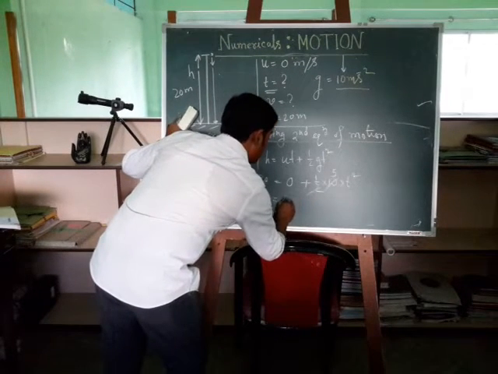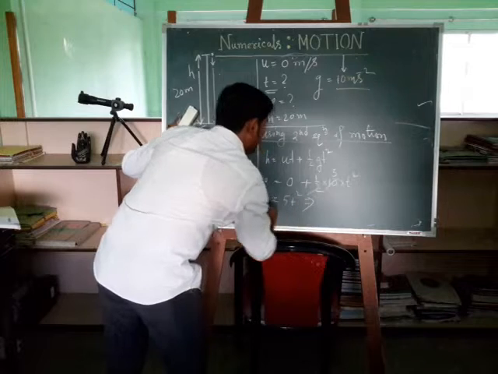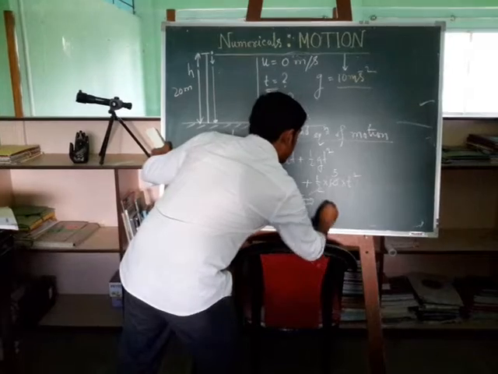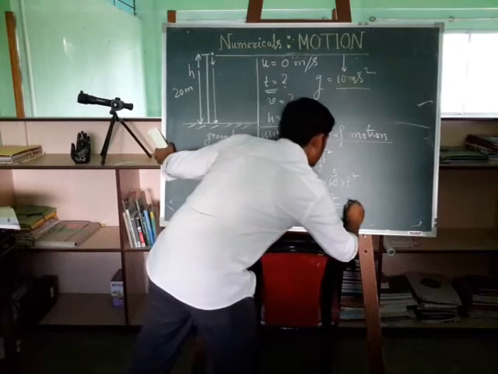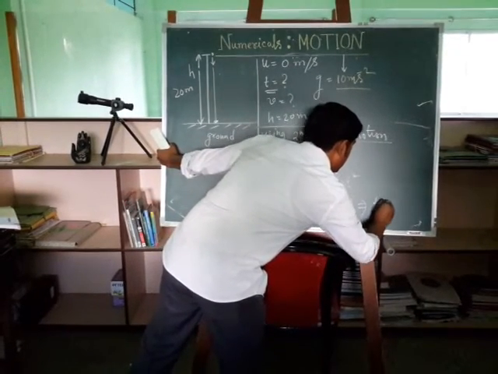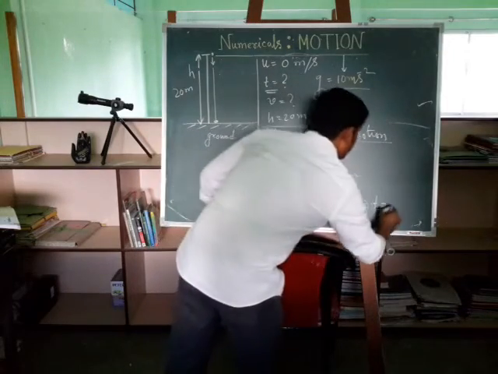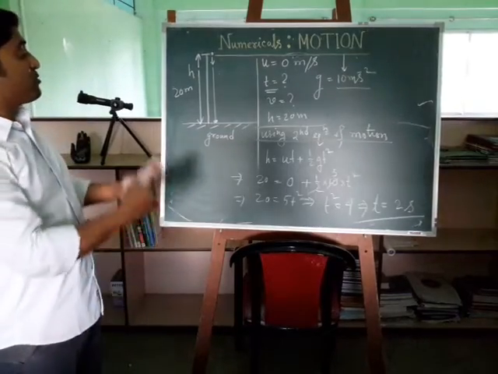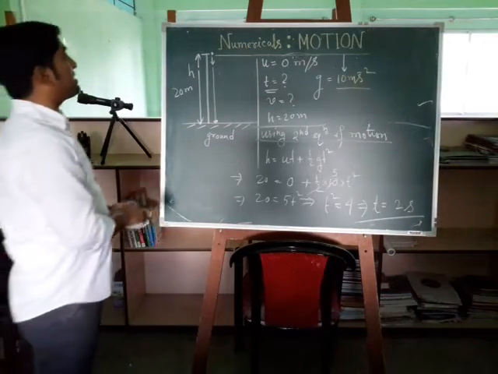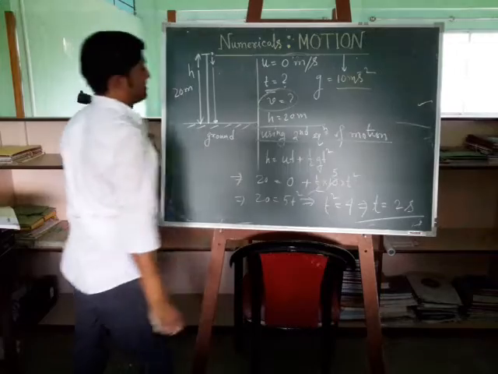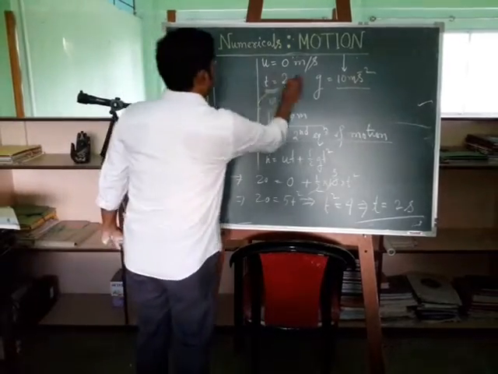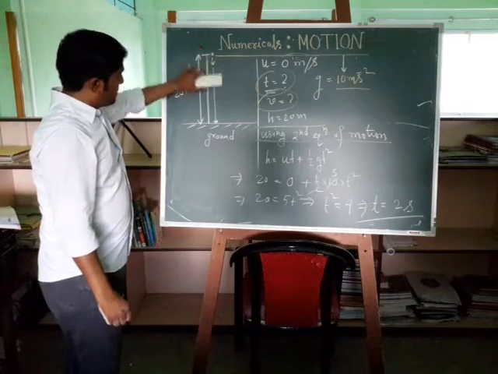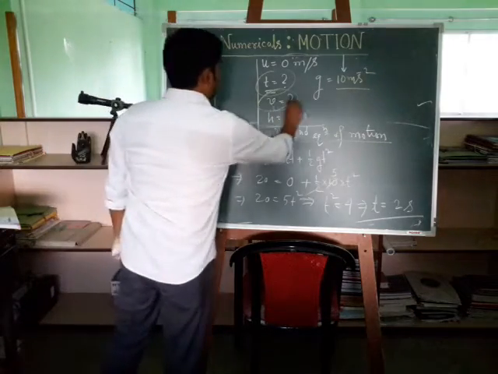So 5t square, it implies t square equals to 4. So t will be square root of 4, 2 seconds. Time cannot be negative, time is positive. So t is 2 seconds. So we have answered our first question: what is the time this object will take to come from this highest point to the ground?